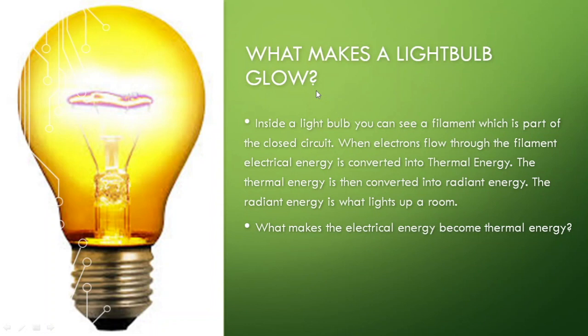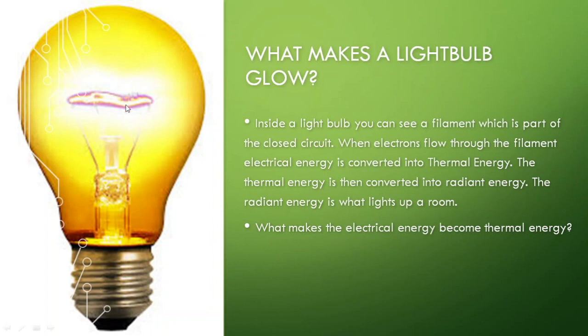What we've got here on this slide is the question, what makes a light bulb glow? So let's give this a quick read here and figure this out. Inside a light bulb, you can see a filament, which is part of the closed circuit. When electrons flow through the filament, the electrical energy is converted into thermal energy. The thermal energy is then converted into radiant energy, and of course the radiant energy is the light that lights up the room.